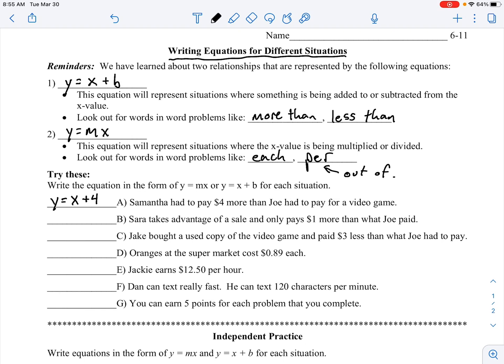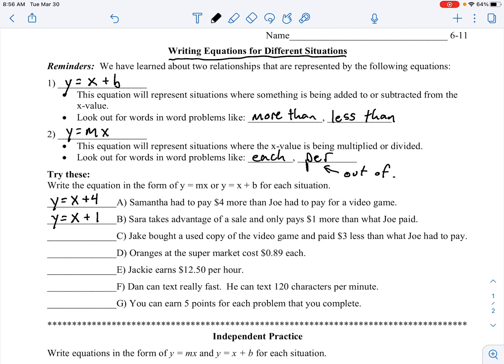Now we're going to move on to part B here. Sarah takes advantage of a sale and only pays $1 more than what Joe paid. So go ahead and pause it, give it a try, and compare that to what we get here. So same thing, y equals, we still don't know how much Joe is paying, so we're going to represent that with x. And that sale makes her pay only $1 more, so that will be 1 this time instead of 4. Y equals x plus 1.